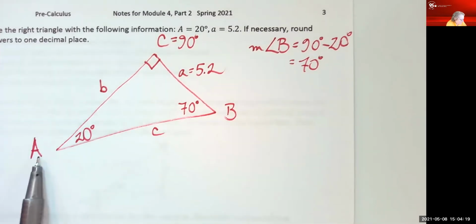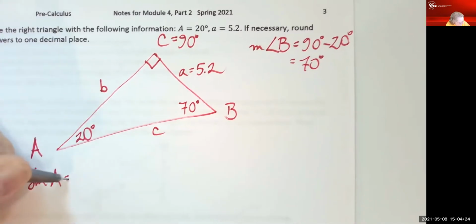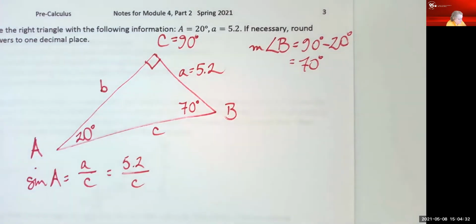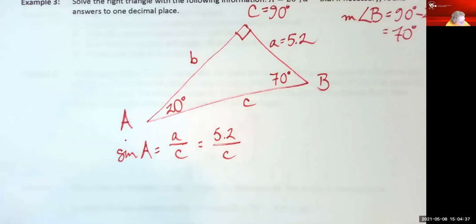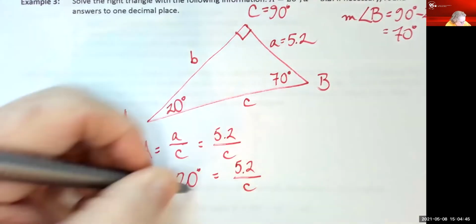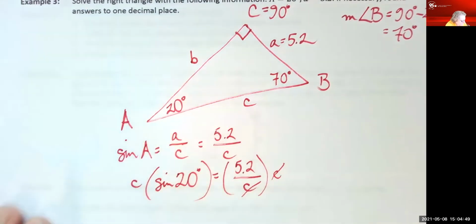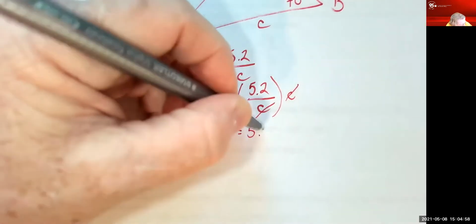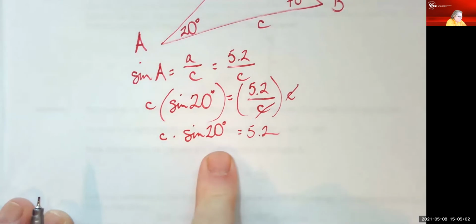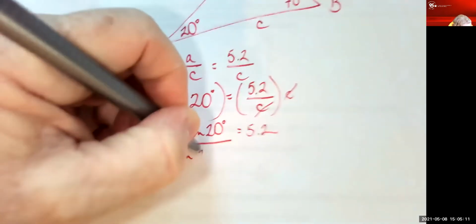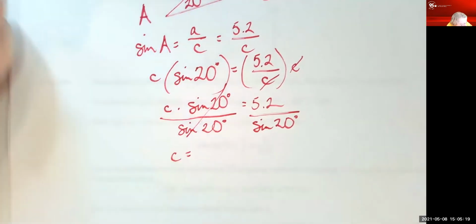Well, if I do it with respect to angle A, I know that the sine of A is opposite over hypotenuse, and that's 5.2 over side C, pardon me. I'm going to multiply both sides of this by C. And now I have that C times the sine of 20 degrees equals 5.2. But are we looking for the C times sine of 20 degrees, or are we looking for C? Absolutely, we're looking for side C. So I'm going to divide both sides by the sine of 20 so that I have C alone, and it happens to be on the left.